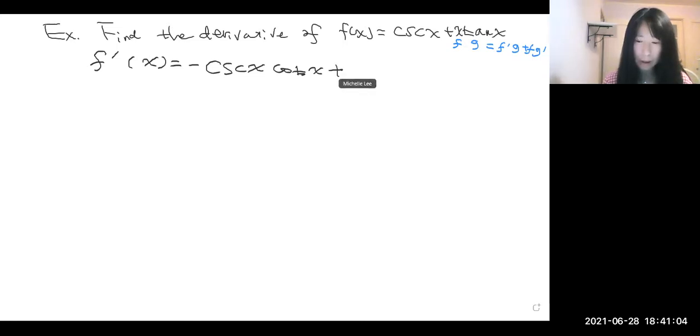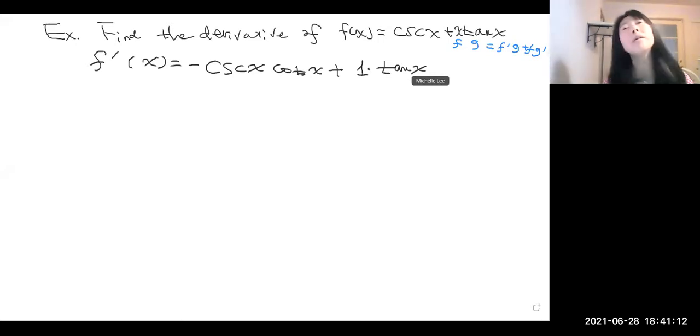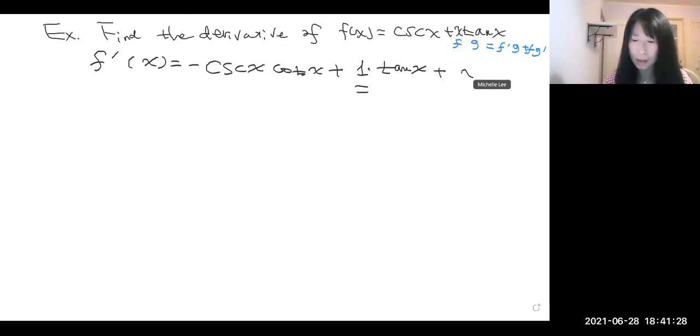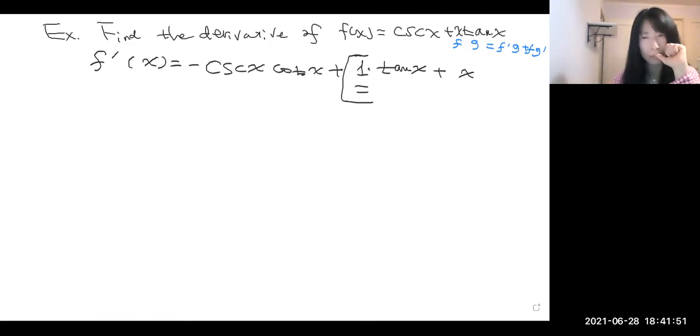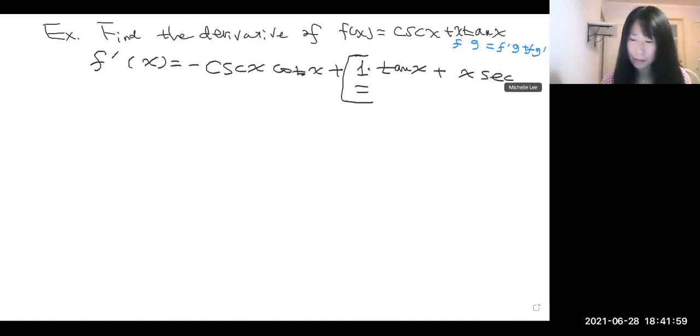Plus 1, good. Then g, which is tan x, okay? But in multiplication, we don't have to write down 1, right? But in the beginning, we have to get used to it. That's why I'm writing 1 here, okay? Then plus f, which is x, and g prime, which is, what's the derivative of tangent x? Tan x, derivative of tan x? Secant squared x. Secant squared x, good.